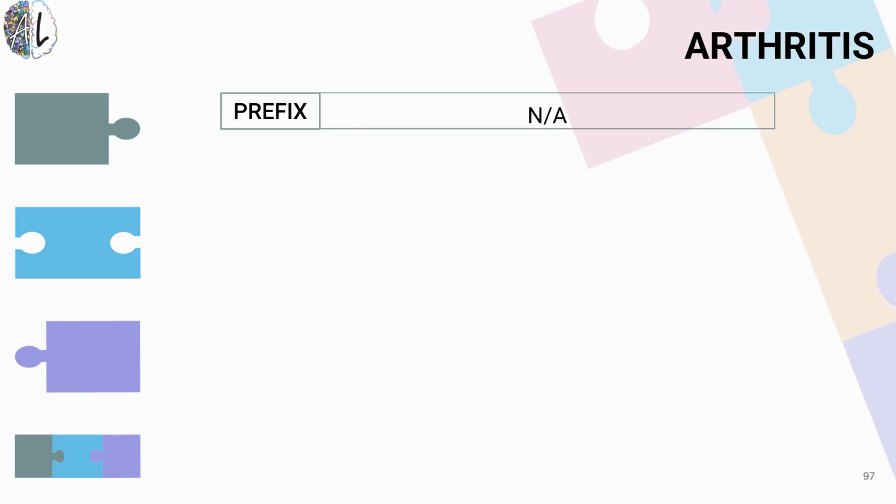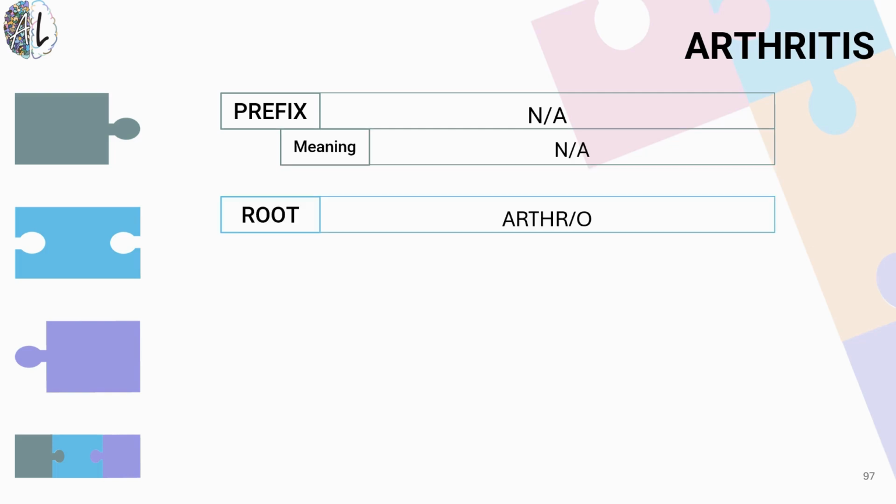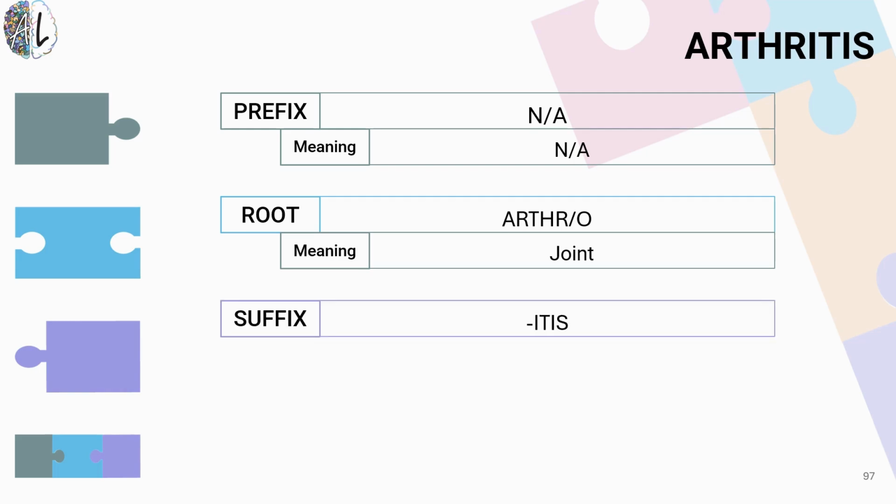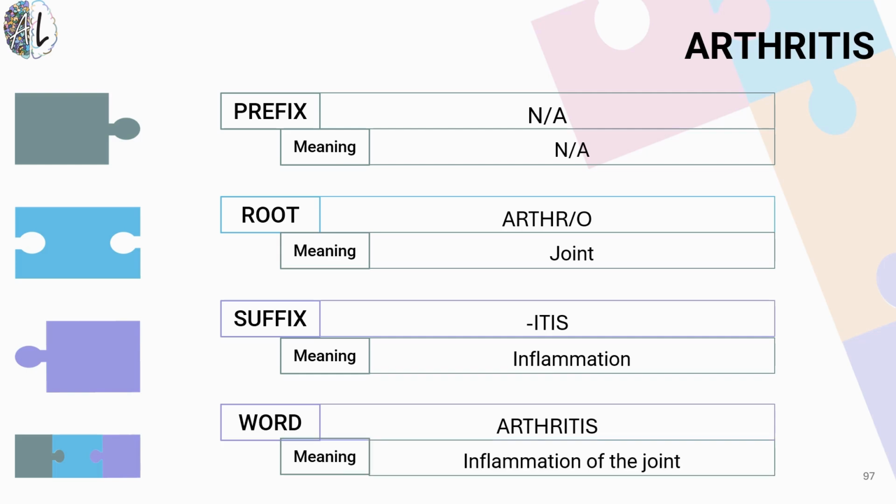Okay, in the term arthritis, there is no prefix. The root term is arthro, which refers to the joints, so something that moves. And hopefully you remember itis as a suffix we've seen in most of our units refers to inflammation. So arthritis is simply the inflammation of a joint. There could be a lot of reasons for it, but arthritis is just defined as the inflammation of a joint.